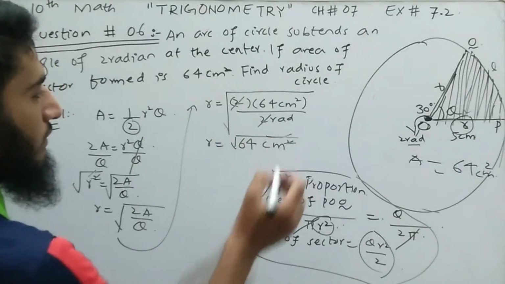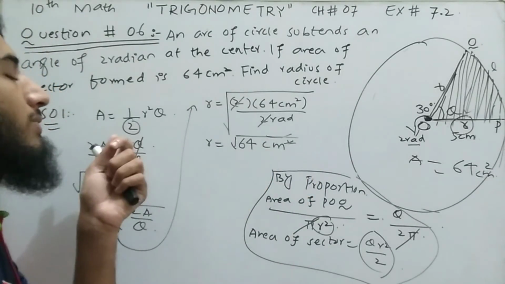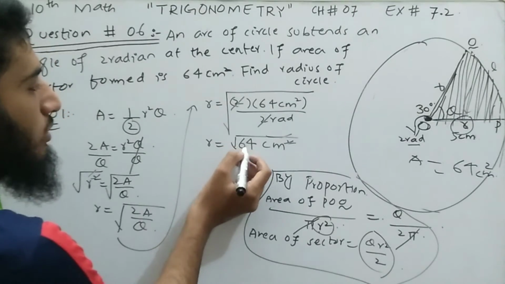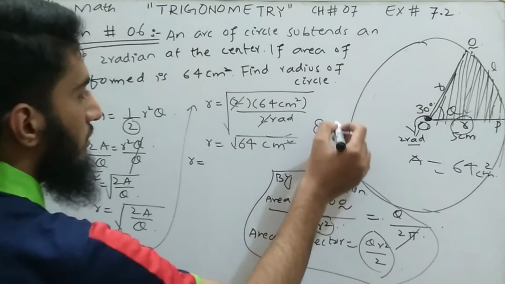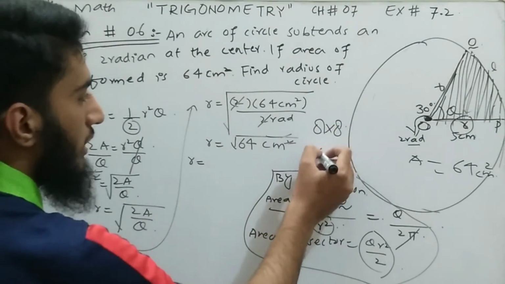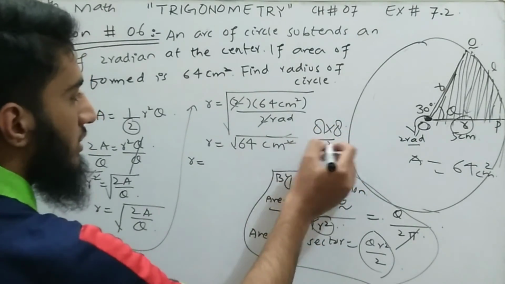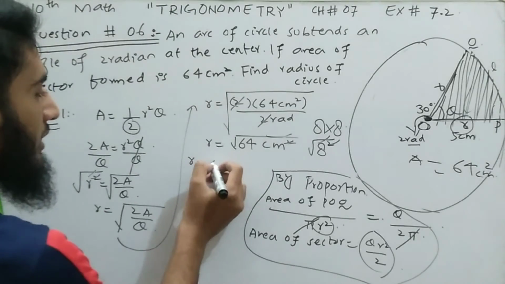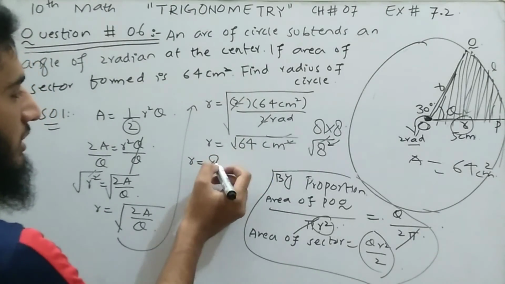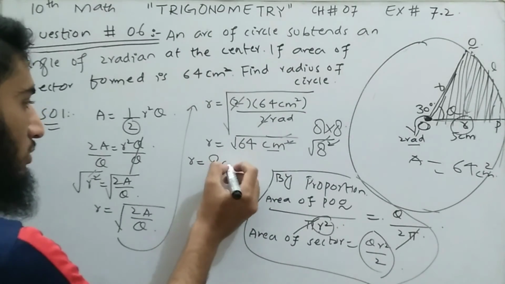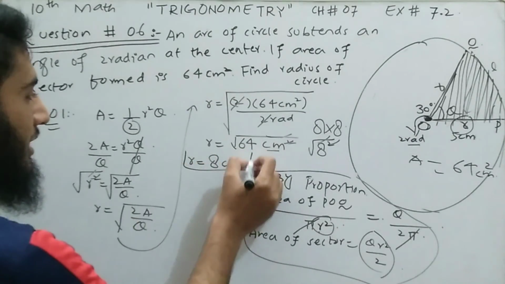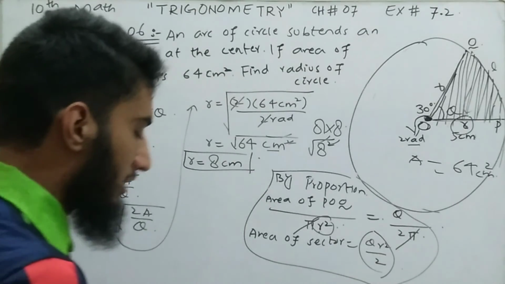The square will cancel out with the square root, so centimeter will come out from the square root. You know that the square root of 64 is equal to 8, because 8 is a perfect square. If you multiply 8 with 8 it will give us 64. So 8 times 8 can be written as 8 square, so the square will cancel out with the square root and we are left with 8. So the required radius of the circle is r equal to 8 centimeter.